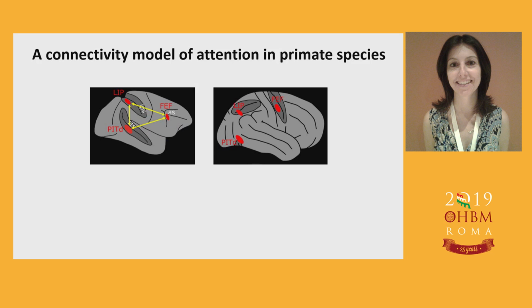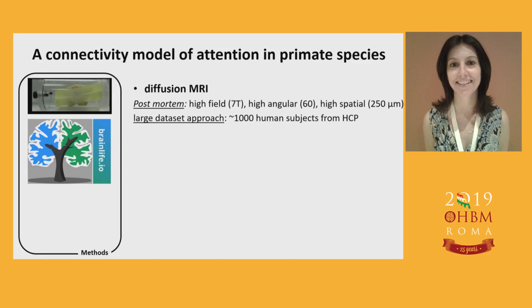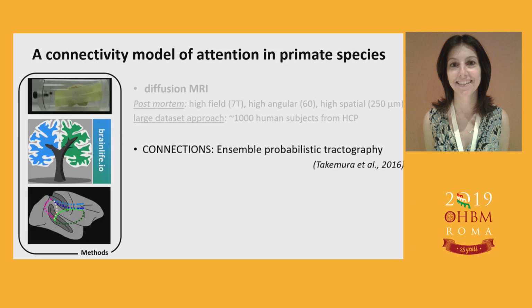So to test whether there are structural connections, we use diffusion MRI. In the macaque, we extract the brain which was functionally mapped, and we perform scans at high field, scanning for long periods of time, up to 74 hours, to gain high angular and spatial resolution, which was as low as 250 microns. In humans, we used a large dataset approach by using a platform, brainlife.io. We implemented a pipeline to scan the attention connections over 1,000 subjects. On both datasets, we applied ensemble probabilistic tractography, and we reconstructed the connections between specific attention nodes.